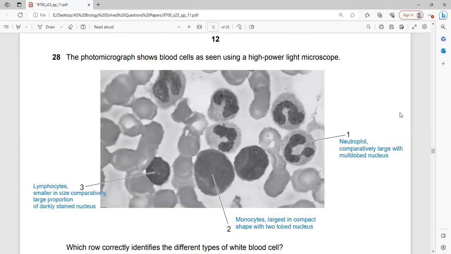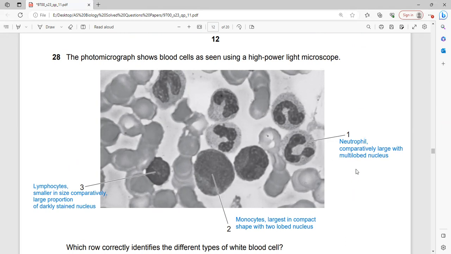The photomicrograph shows the blood cells seen using a high power light microscope. Now, among these blood cells, number one is a neutrophil. Why? Because it's comparatively large with a multi-lobed nucleus, meaning many lobes are there in the nucleus. So the first sign is that it is large. Number two, it has one nucleus which contains many lobes.